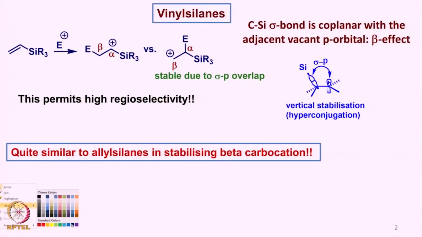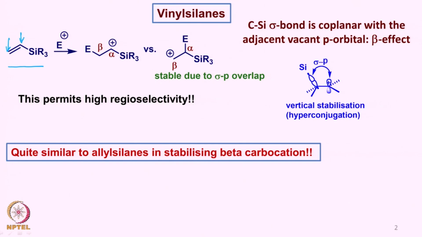Now we look at what the vinyl silane based chemistry is. Vinyl silane based chemistry is very similar in terms of the possibility of reacting with an electrophile, and follows the same principle that we have been talking about. Now if we see this vinyl silane, written like this, then when an electrophile reacts, the electrophile could be expected to react either at this end of the double bond or at this end of the double bond.